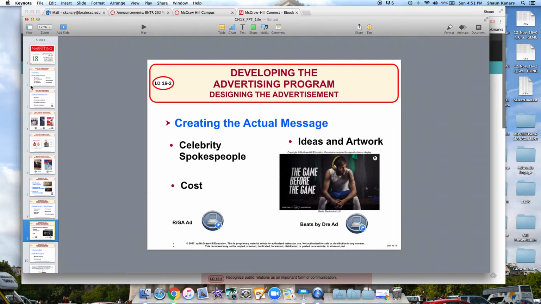When designing the advertisement, we have to think of creating an actual message. Are we using a celebrity spokesperson? What type of ideas and artworks do we need? And what is the cost in creating an advertisement?